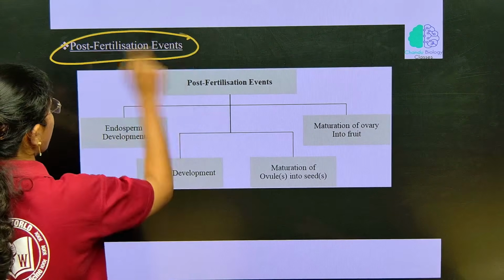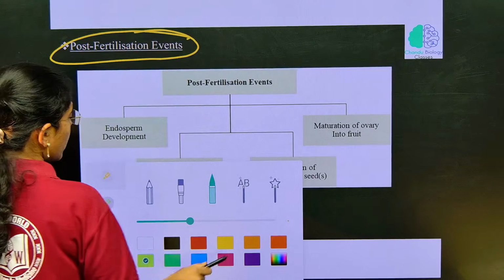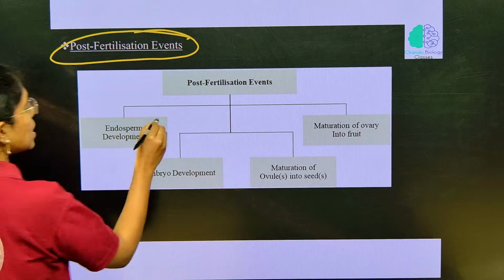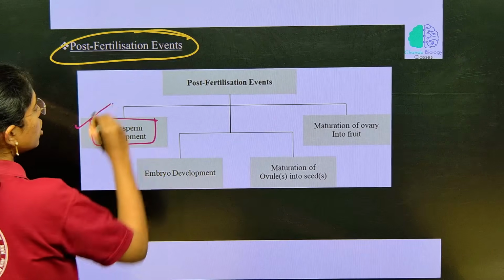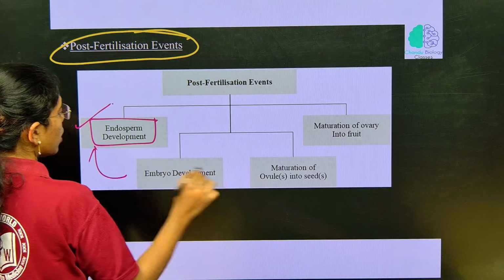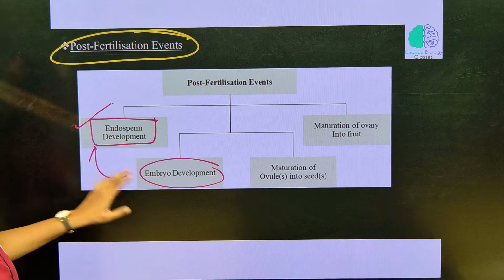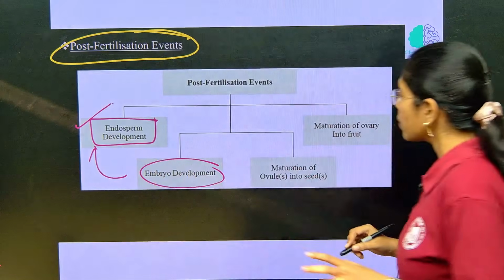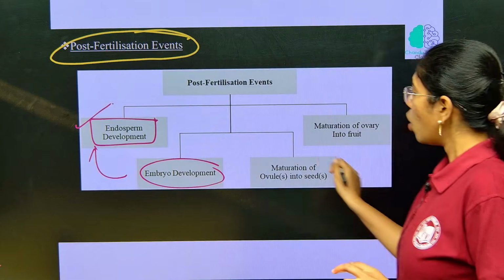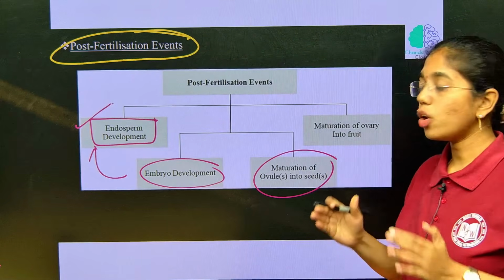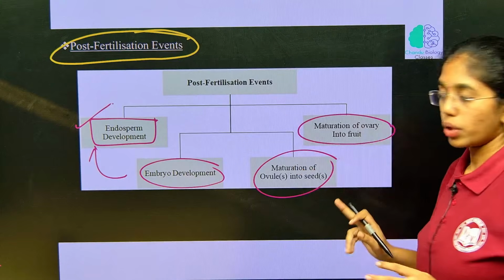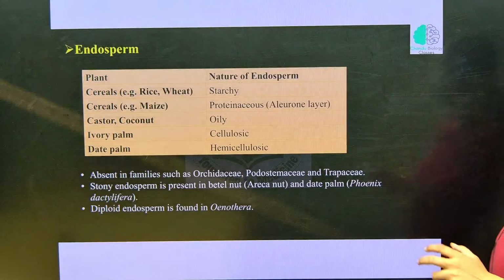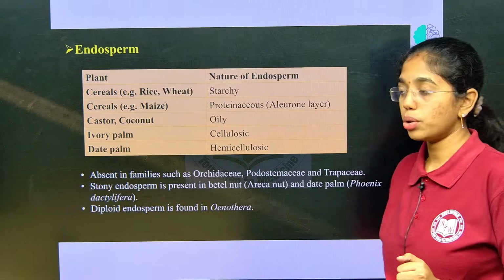First, if you look into the post-fertilization events, we have 4 major post-fertilization events to be discussed in angiosperms. First is endosperm development. Endosperm development will precede the formation of embryo. Even before the development of embryo, endosperm development will take place. And post-fertilization, ovule will turn into seed and ovary wall will turn into fruit. Fine, right? How seed is formed and fruit is formed. These are the 4 major post-fertilization events that we are going to look into.